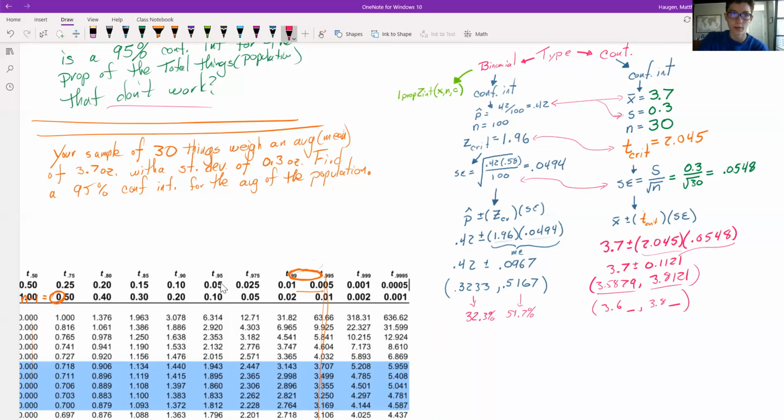There are values for the mean of the population. What's the unit on it? Ounces. That 3.7 was ounces. This is just a scale, but this standard error is also ounces. So we're taking that 3.7 ounces, adding and subtracting a little bit more than 2 of our standard errors. Our standard errors were 0.05 of an ounce, give or take.